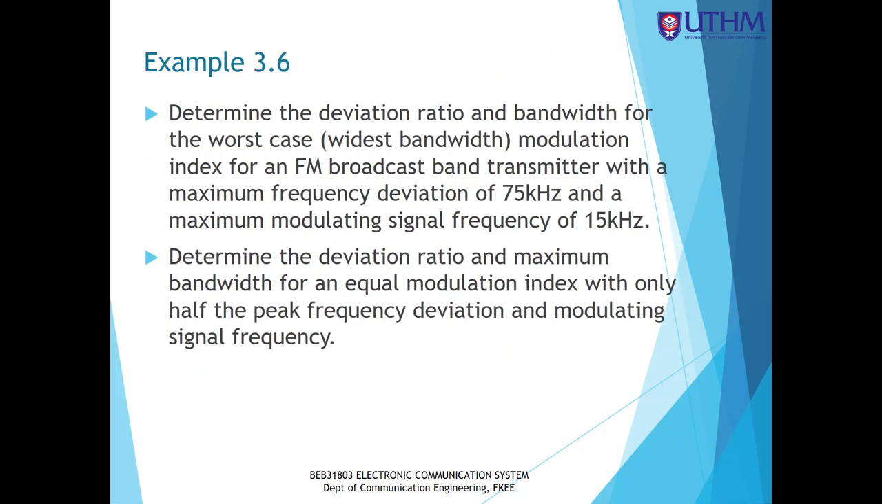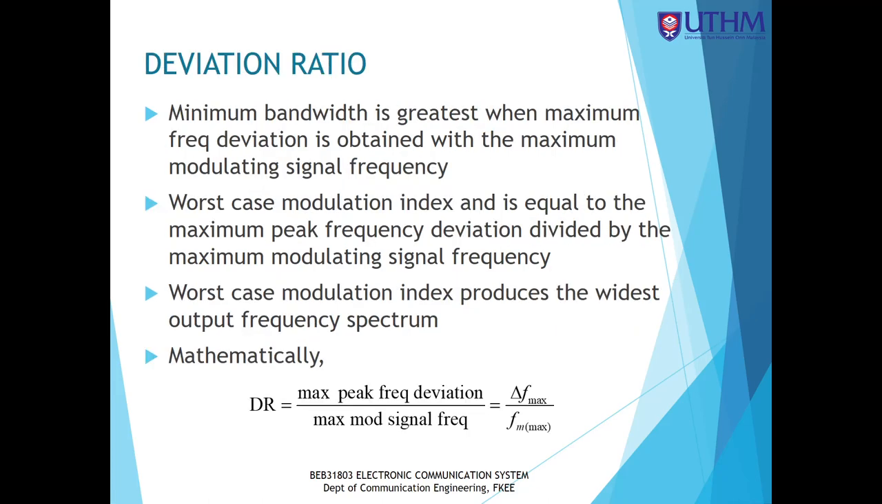Deviation ratio. So deviation ratio is equal to, okay, what is deviation ratio? Deviation ratio is actually the highest modulation index that produces the highest bandwidth. So in the easiest way is like this: deviation ratio is the modulation index that produces the highest possible bandwidth.